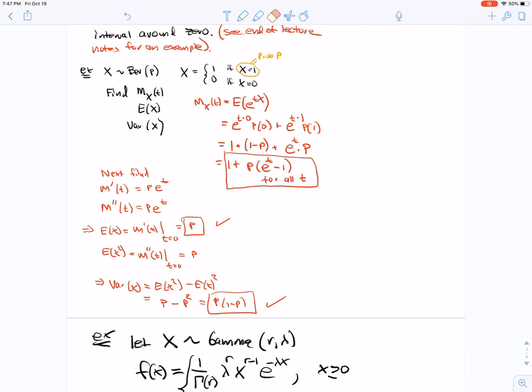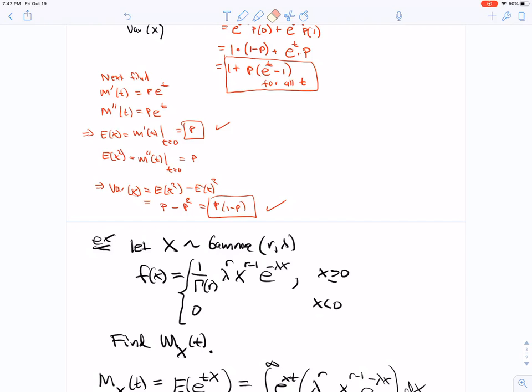You can see here that the moment generating function is 1 plus p times (e to the t minus 1). And that's well defined for all t. Then we find the first and second moment by taking the first and second derivative of the moment generating function and setting t equal to 0. The variance is the second moment minus the first moment squared. So we get the usual formulas for expectation and variance of Bernoulli p.